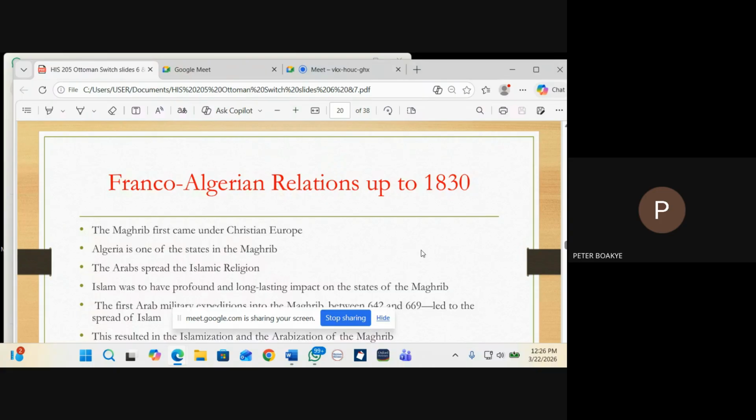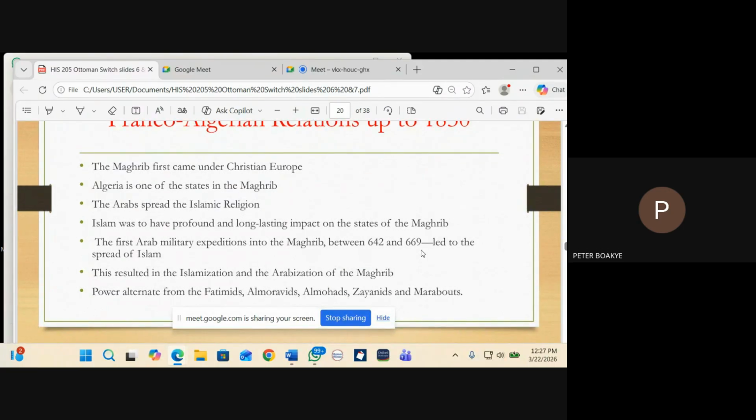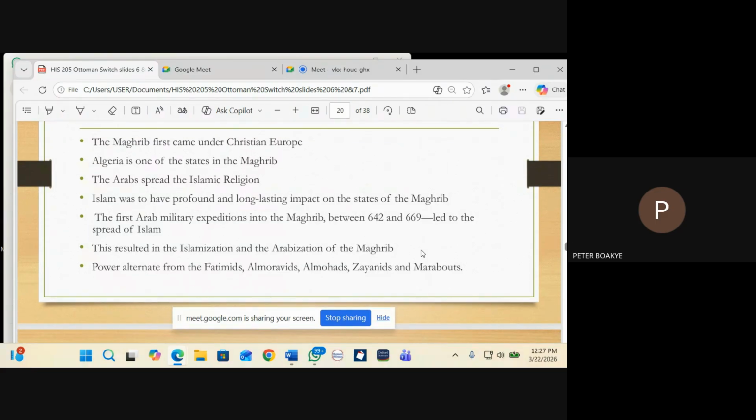Now the Arabs spread the Islamic religion in the Maghreb. That's why when you go there, you see that Islam is a dominant religion in the Maghreb. Islam was to have a profound and long-lasting impact on the states of the Maghreb. The first Arab military expeditions into the Maghreb between 642 and 669 led to the spread of Islam. I don't want to go into big detail here, but after the demise of Prophet Muhammad, Islam entered an era of the caliphs, with Abu Bakr becoming the first caliph and vowing to spread Islam across the entire globe. It started in the Maghreb, and that explains why today we have Islam as a dominant religion there.